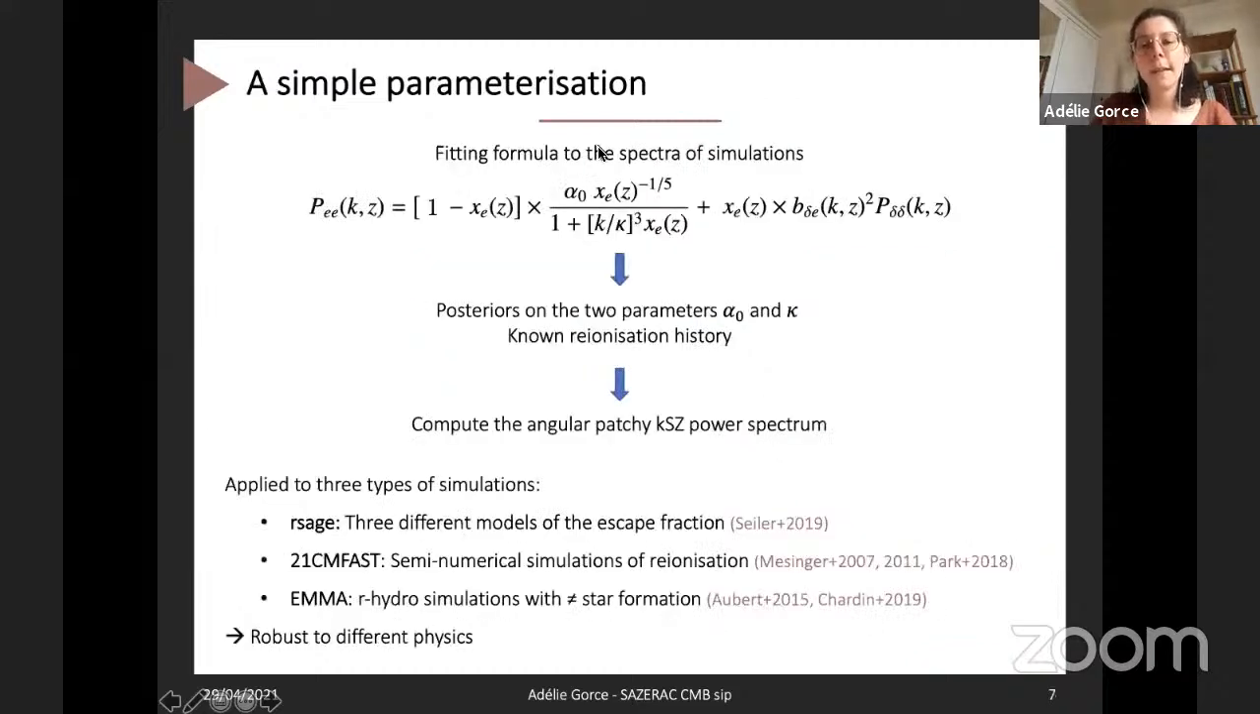So from this easy parameterization, we get a fitting formula with an early time part and a late time part. We fit it to different types of simulations. We get posteriors on alpha naught and kappa. We know the reionization history. And so we can derive the kSZ power spectrum completely analytically. We first did that on the EMMA simulations that we started working on, that were simulated in Strasbourg.